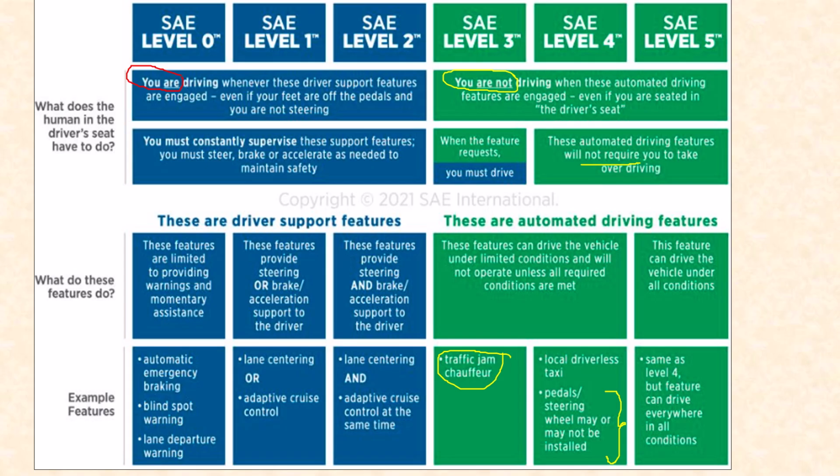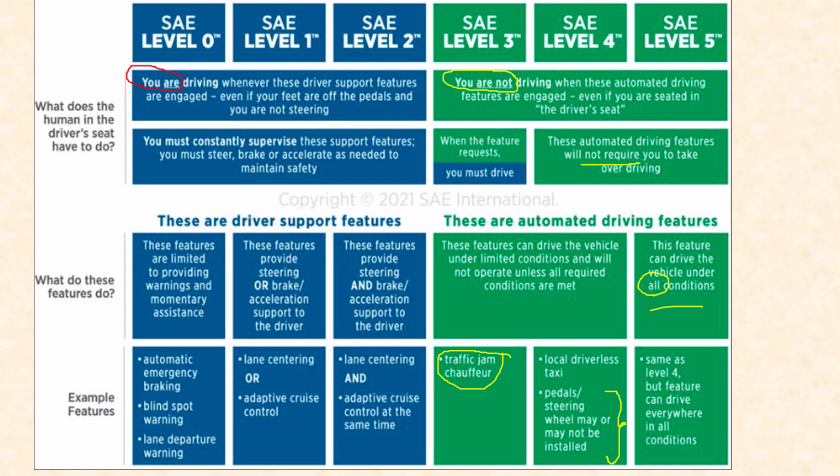Now when it comes to level 5, this feature can drive the car under all conditions. This word "all" is important. This is like a human driver, where the computer is driving under any condition. Under any condition it can drive.